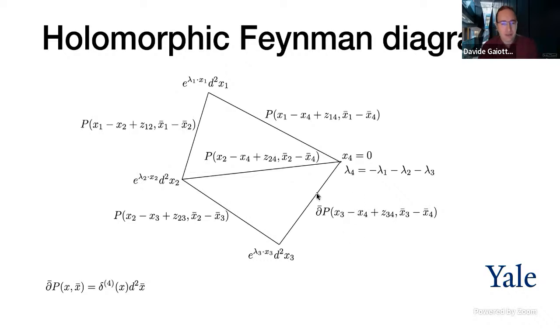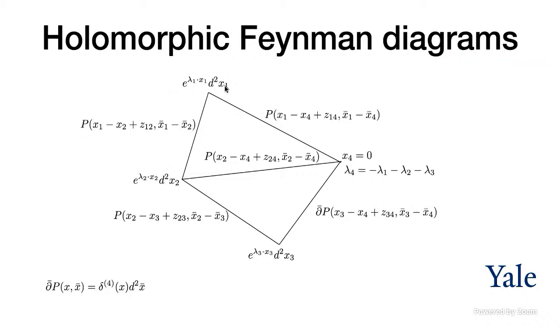And there is a sum over all possible ways of marking one of the edges. And on the marked edge, you put del bar on the propagator instead of the propagator. So this is the basic ingredients of the calculation. You sum over these diagrams over all possible ways of picking an edge. You take the wedge product of these one form propagators, you wedge it with these holomorphic top forms, and you integrate.